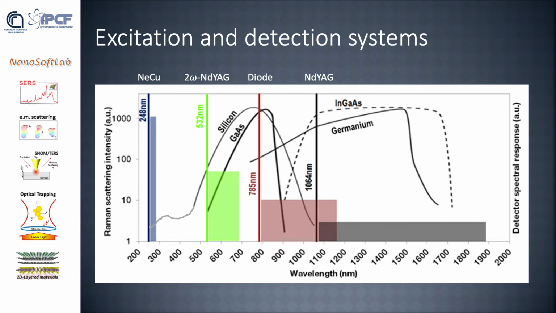In the deep UV and in the visible and in part of the infrared we can use silicon. Silicon detectors like CCD or silicon avalanche photodiodes, but also gallium arsenide photodiodes or single photon counting units can be used in this range, namely from 500 to 850, 900 nanometers. If we go to the near infrared, namely at 1064, then we need to use either indium gallium arsenide or germanium. Germanium allows us to go also beyond 1.5 microns.